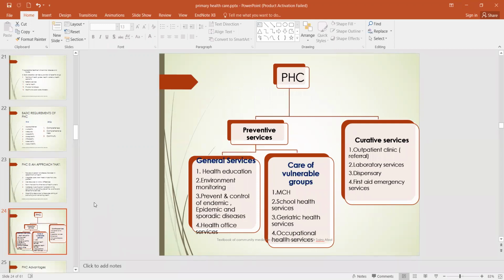Basically, primary healthcare provides two types of services, curative services and preventive services. And in preventive services, there are general services and care of vulnerable groups like maternal and child care, school-going children, elderly population, and occupational health services. And in general services, we can provide health education, environment monitoring, prevention and control of endemic and epidemic diseases, and health office services. And in curative services, all types of OPDs, laboratory services, first aid treatment.